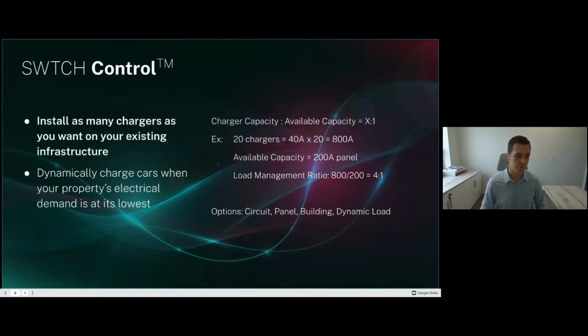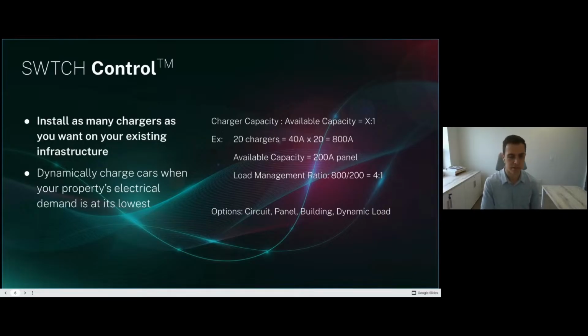But basically, to meet the criteria of install as many chargers as you want, we need to understand what our constraints are. And so the thinking is with switch control, we can control when and how much each electric vehicle is going to pull on the system. We tend to talk in terms of charger capacity to available capacity ratio. And so in this example, if I want 20 chargers, they're all going to be on 40 amp circuits, for example. And this can change based on the model that we pick.